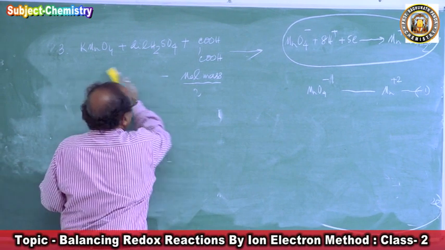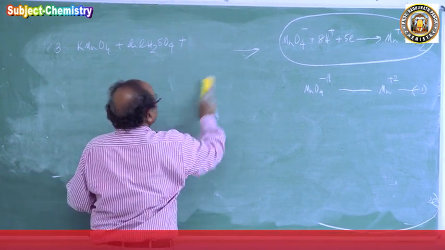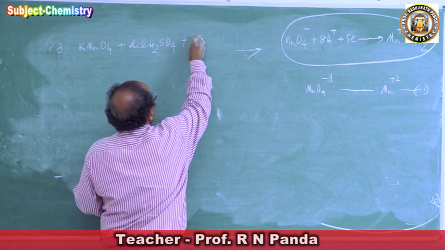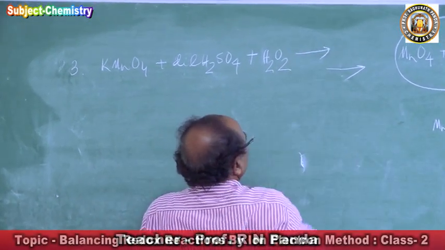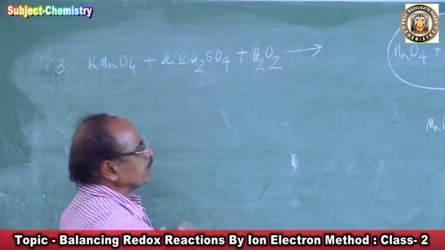They will be useful. So I am taking another equation of potassium permanganate with hydrogen peroxide, because we have the hydrogen family. In the hydrogen family we have hydrogen peroxide.